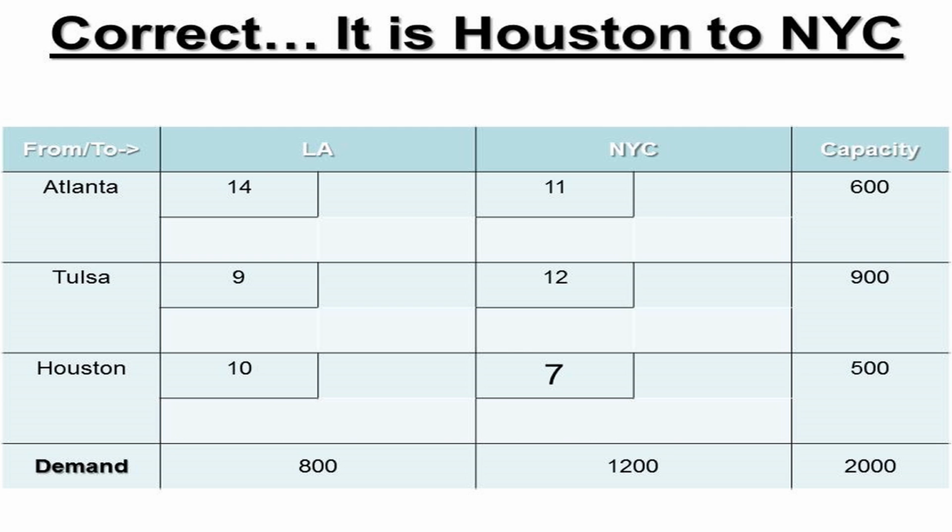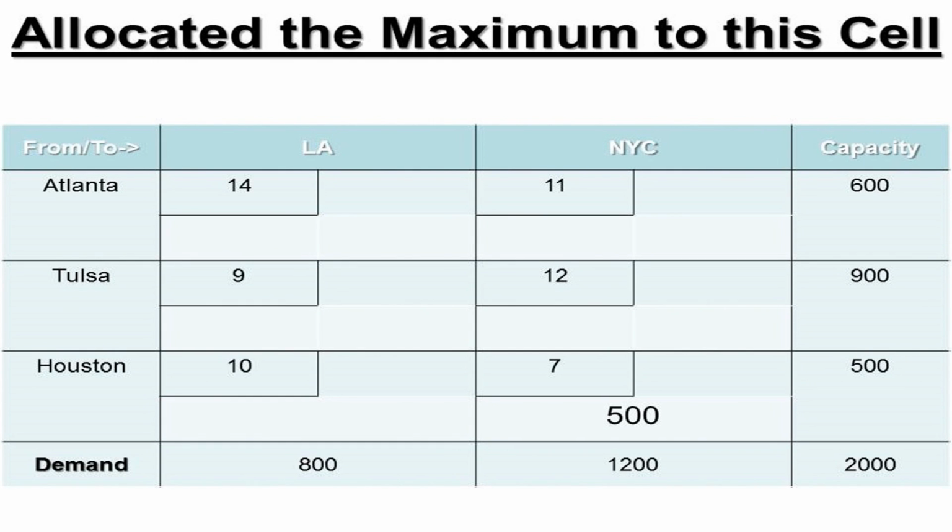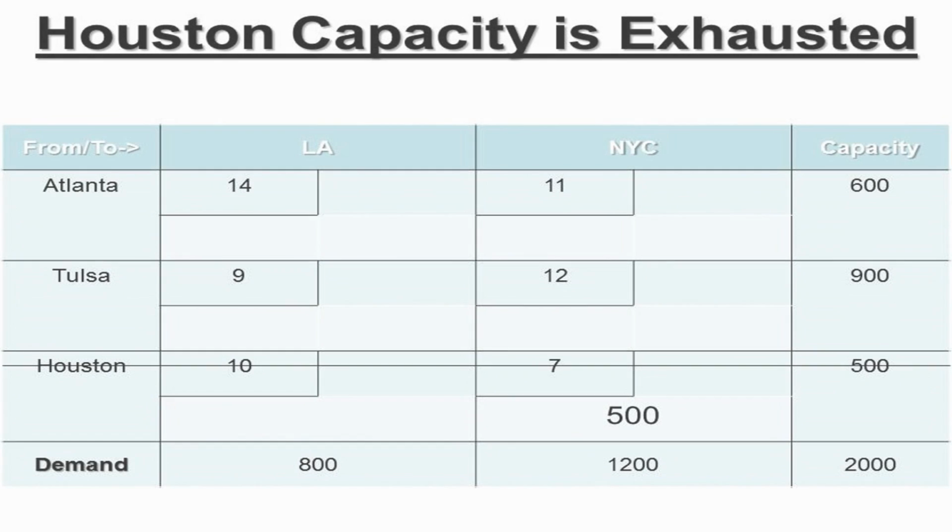Houston has $7 per unit to make and ship to New York City. So the cell is Houston to New York City. All right, so allocate the maximum you can to this particular cell. Notice Houston can supply only 500, although the demand in New York City is 1200. So the maximum you can ship from Houston to New York is only 500 because of the capacity constraints. That also means that you have used up all the capacity in Houston.